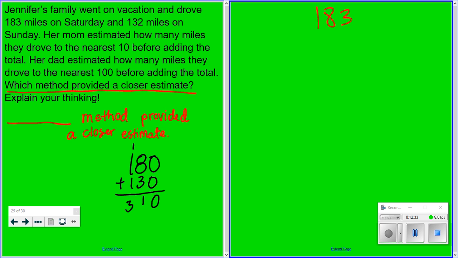Ooh, that's different. So I need to draw my number line. Now, what's going to be my first end point? I'm going to the nearest 100. Gavin? 100. If I look at my number in the hundreds place, it's a 1. That tells me I'm going to start at 100. What's going to be my ending point, Eliana? 200. Very good. My number line is much bigger this time.